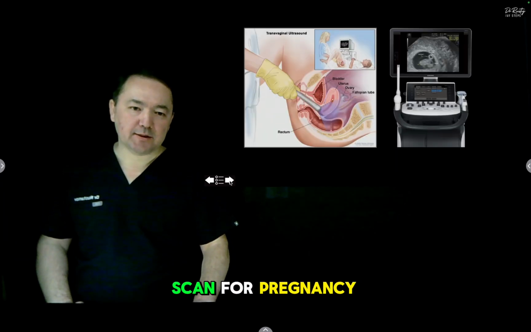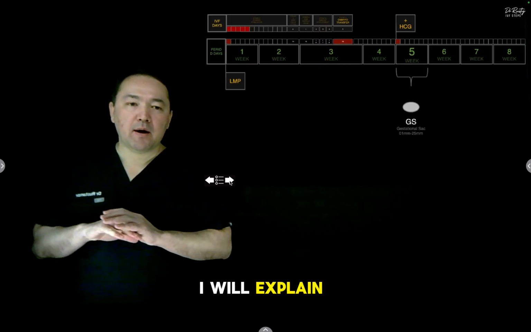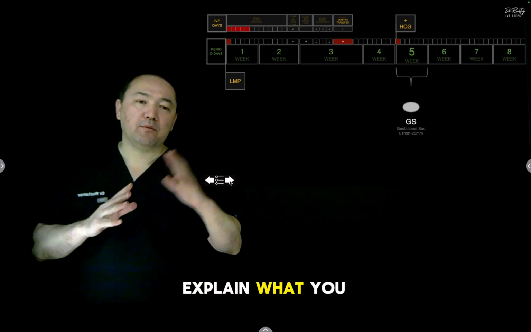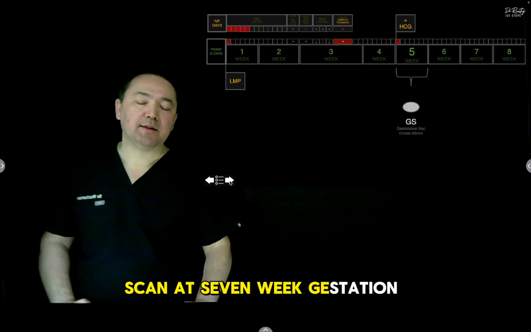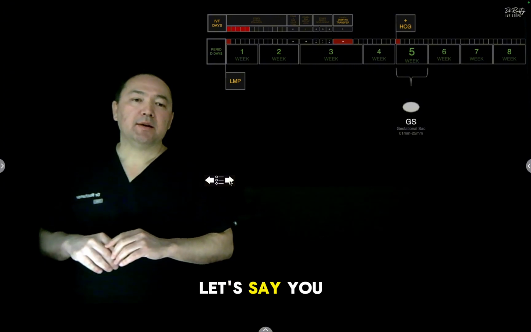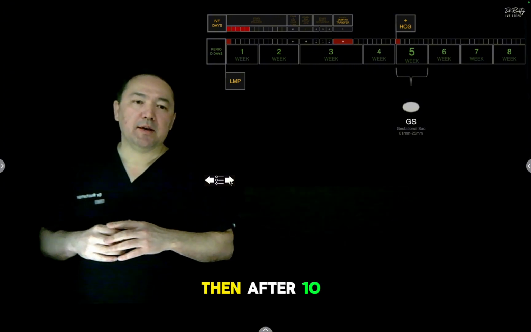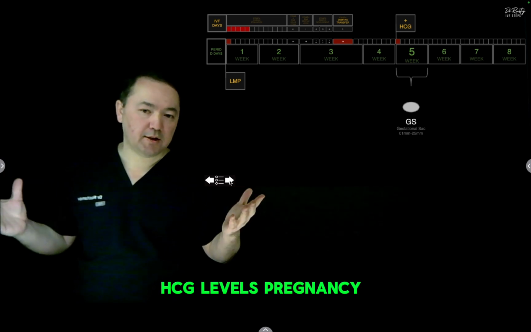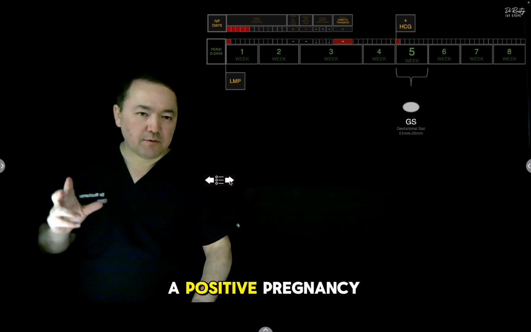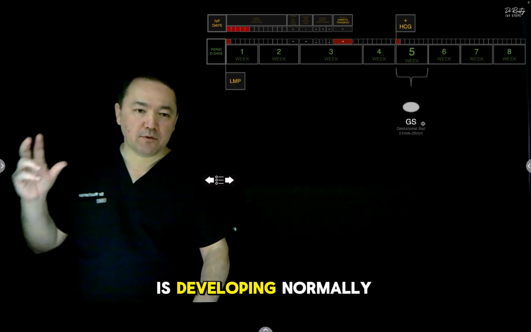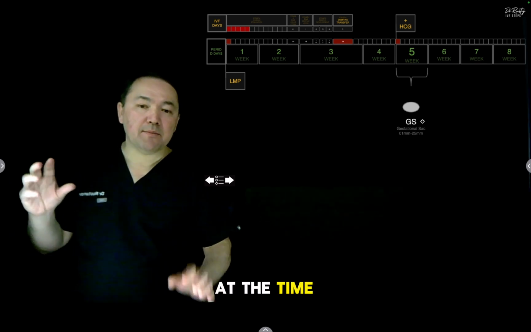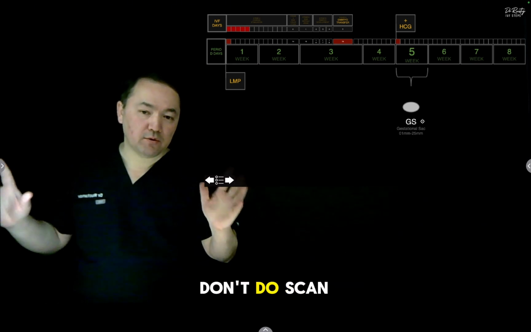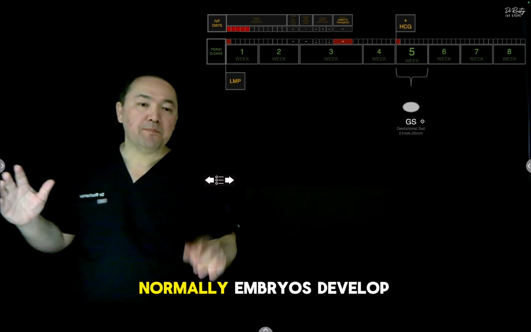ultrasound scan for pregnancy. I will explain how embryos develop normally, then I will explain what you should see on ultrasound scan at 7 weeks gestation. Let us say you did embryo transfer, then after 10 days you checked your HCG levels, pregnancy test. If you have a positive pregnancy test, if your embryo is developing normally, at the time in the uterus you should have a gestational sac, that's a fluid-filled sac. Of course you don't do a scan at the time, it's just how embryos normally develop.